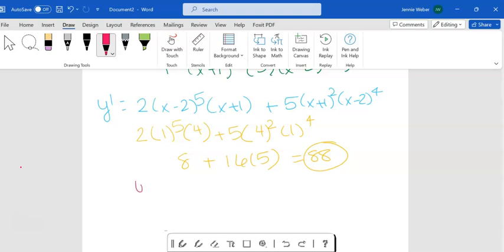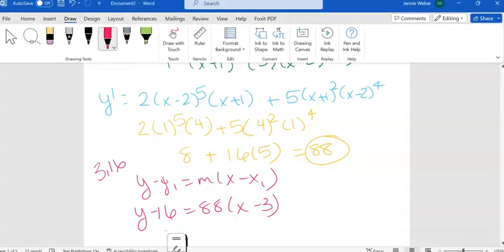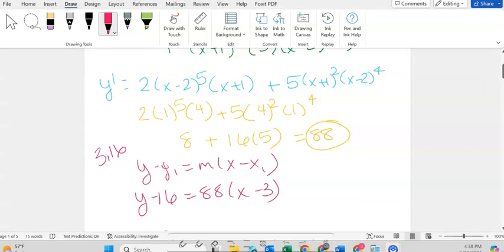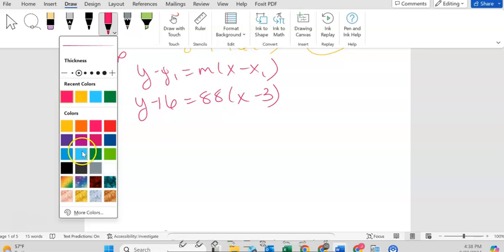We're going to use point slope, y minus y1 equals m times x minus x1. And so I'm going to use that same point, the 3, 16. So y minus 16 equals 88 times x minus 3. Now I think it will actually accept it here. I don't like this because I then couldn't easily graph it. I'm going to rewrite it into slope-intercept.